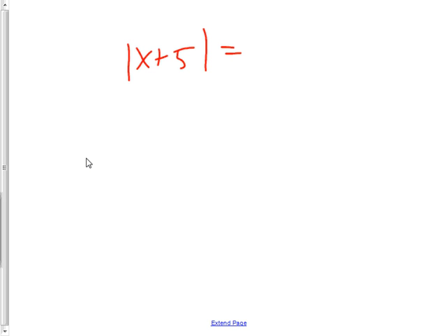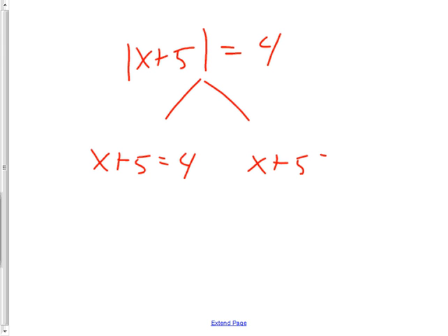Okay, so number 1, after you've added 5 and then divided by 3, you end up with this. How do you split that? You split it into two things. x plus 5 equals 4, and x plus 5 equals negative 4. You've got to split your absolute values and then solve, and you get two answers. All right, so that'll be easy.